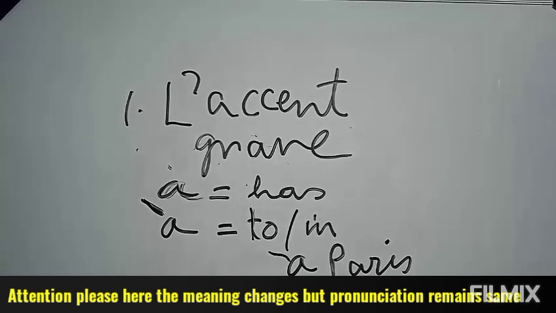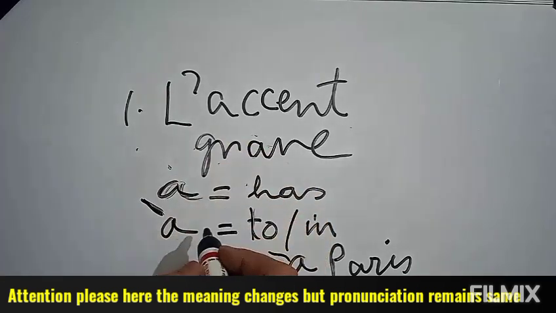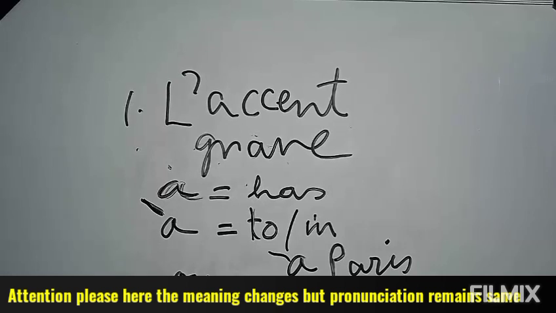Similarly, the grave accent used on ou: without accent, ou becomes où. Ou means or.